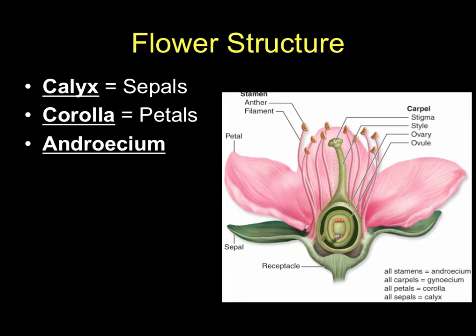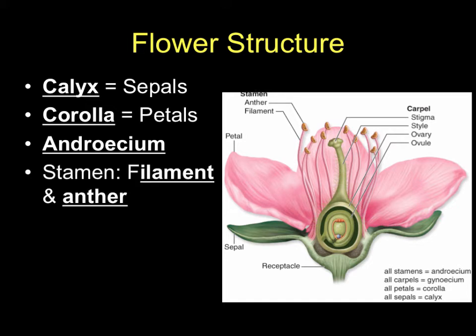The androecium is another name for all the male parts of the flower. The androecium consists of the anther and the filament. So what we call the stamen: anther, filament, the anther's at the top. The filament's like a stalk that connects the anther down here to the bottom. This entire structure here would be called the androecium, or just the stamen, which is a much easier word to pronounce and obviously to spell as well. So it consists of both the filament and the anther.